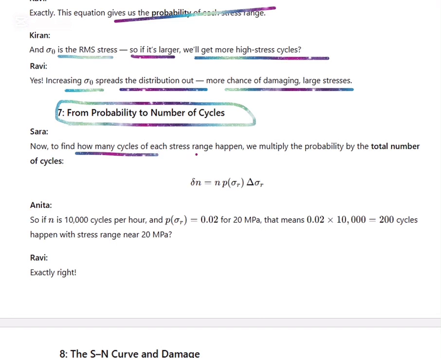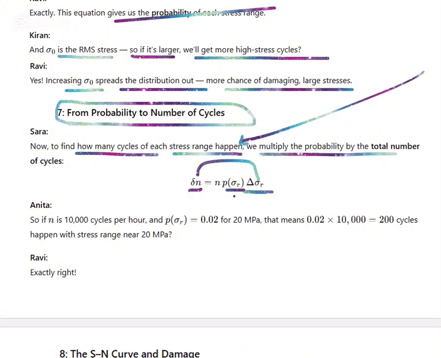Now to find how many cycles of each stress range happen, this is the stress range, and this is how many cycles of that particular stress range are happening. We multiply the probability with the total number of cycles. N is the total number of cycles. Pi is the probability of that stress range.